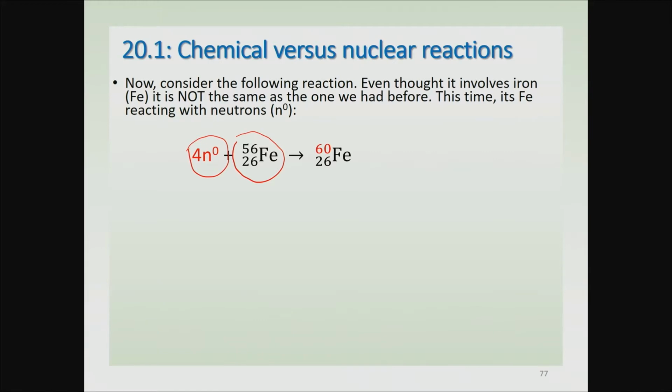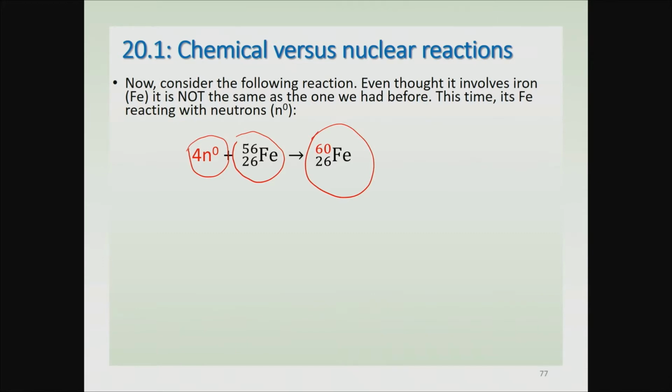Let's think about what is going on in this reaction. The 4 neutrons are passing through the electron cloud of the atoms and then sticking into the nucleus. The iron atoms did have 30 neutrons, and now they have 34 neutrons. Because they have 26 protons, it's still iron, right? But now each iron atom has 4 additional neutrons. So now we're up to 34 neutrons, and its mass number is 60.